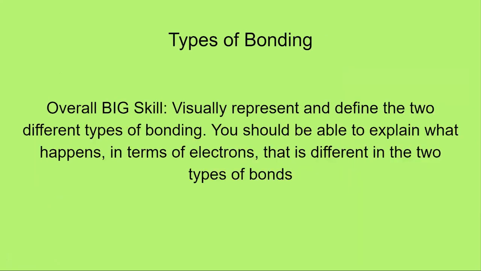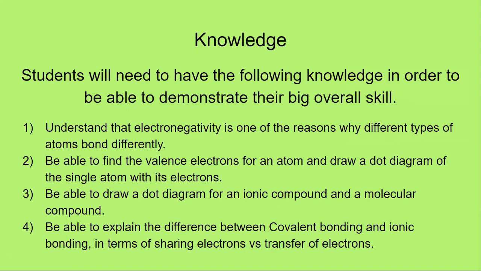Okay. So here's our big next skill. You have to start thinking about where valence electrons are going based off of who they're bonding with and whether or not that's going to be a transfer, sharing, and then again, unequal sharing or equal sharing.